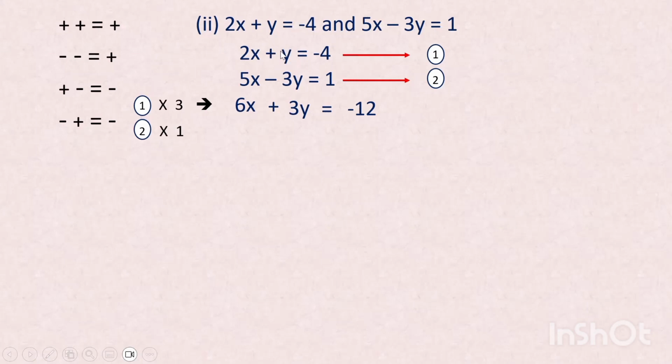Same for equation 2: the coefficient of variable y in the first equation is 1. Am I right? If it is 4, you can multiply by 4. If it is 1, I'm taking 1. So in the second equation, we are going to multiply the entire equation by 1. So it will come the same as it is: 5x minus 3y is equal to 1. Now there is no need to change the sign here.